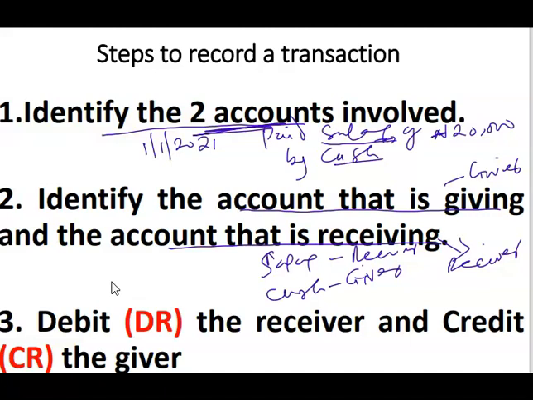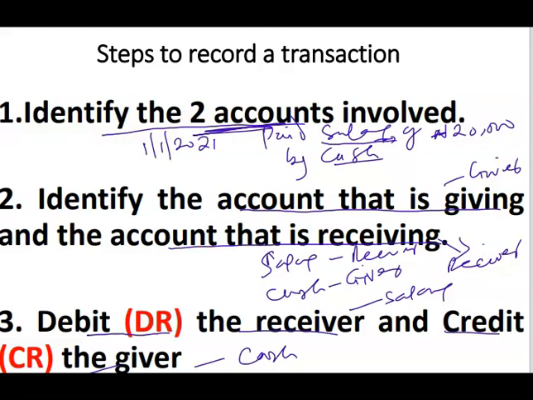You have been able to identify this. Then the third step is telling us to do what? Debit the receiver. And in this case, debit salary and credit the giver. And in this case, the giver is what? Cash.